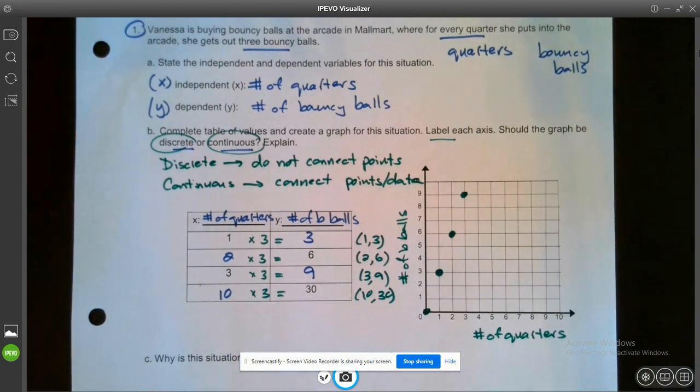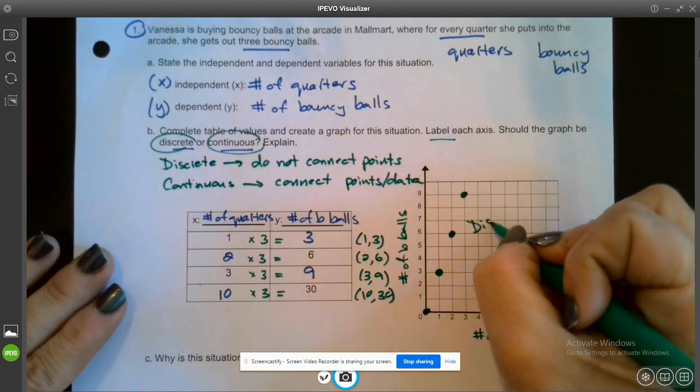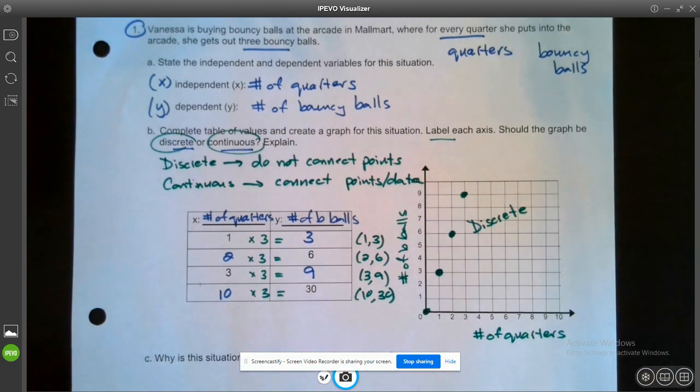Oh, well, wait, I'm not connecting it. It's discrete. That's right. I forgot. Discrete means we're not going to connect. Again, you can't have a fractional value.